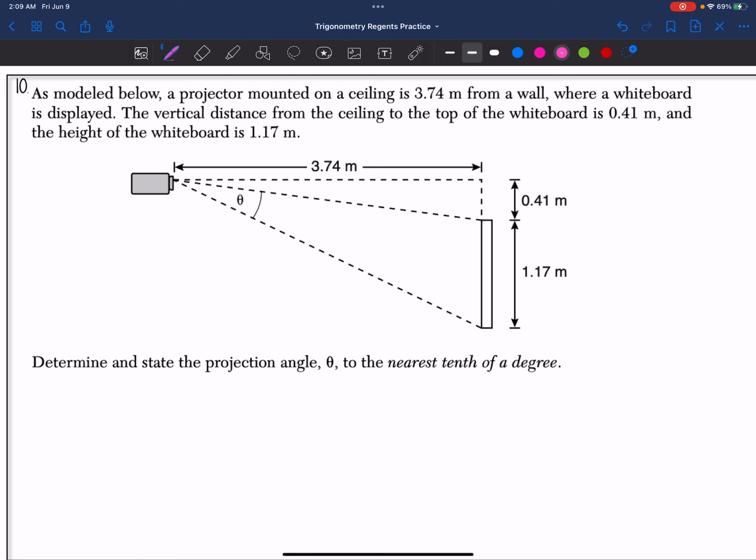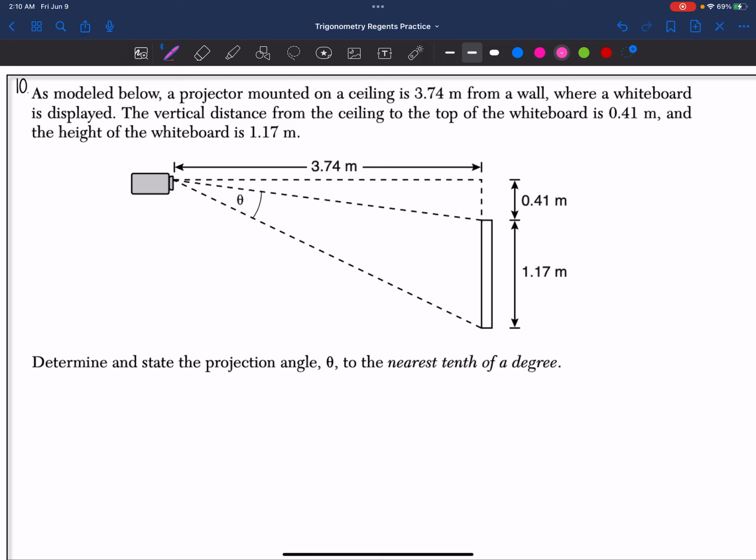As modeled below, a projector mounted on a ceiling is 3.7 meters from the wall, where a whiteboard is displayed. I think we did this in class once. The vertical distance from the ceiling to the top of the whiteboard is 0.41 meters, and the height of the whiteboard is 1.17 meters. Determine and state the projection angle, theta, to the nearest tenth of the degree.